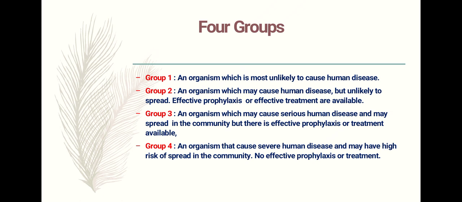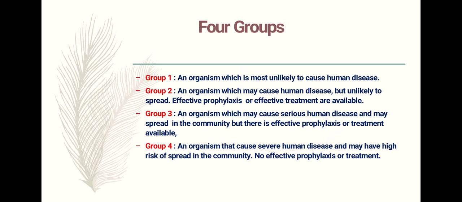Then group 3: an organism which may cause serious human disease and may spread in the community. They cause the disease and also spread in the community, and there is effective prophylaxis. Preventive measures are there and also treatment is available. So this comes under group 3.